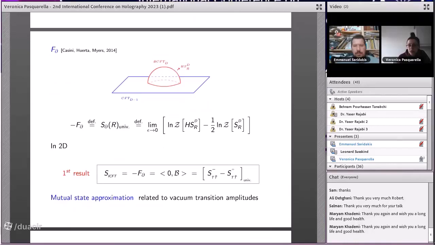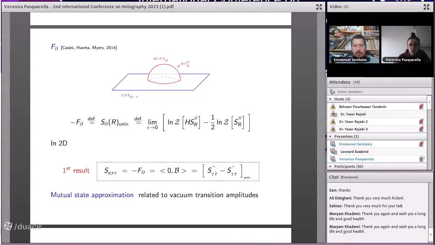Now, another key ingredient that, as we will see, will be very important is the boundary free energy. The boundary free energy, as you obviously know, is defined as the universal term of the boundary entropy, which comes as the limit when you remove the cutoff of the ratio in between. This is the Casini-Huerta-Myers prescription for determining it. When you have a boundary CFT and you have a defect, then you just take the ratio of the partition functions evaluated on the half sphere with the defect with respect to the half sphere without the non-trivial boundary conditions.